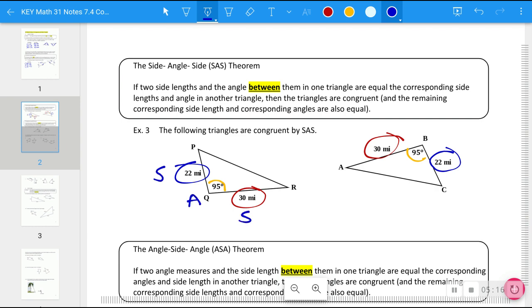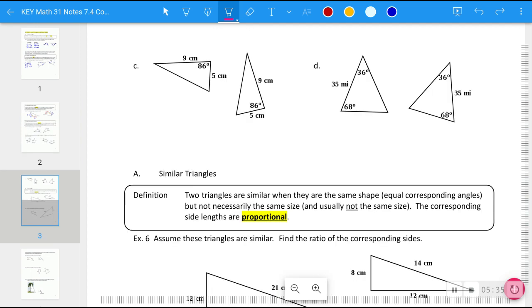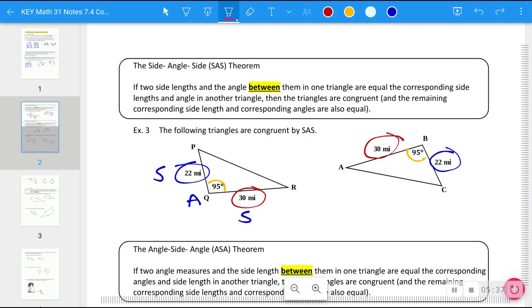Now it's very important that you take the two sides that are mentioned and you make sure that the angle in between is actually formed by those two sides. So the angle measure has to be sandwiched between the two sides. Okay, next. Oh, I'm sorry, there's more on this page.